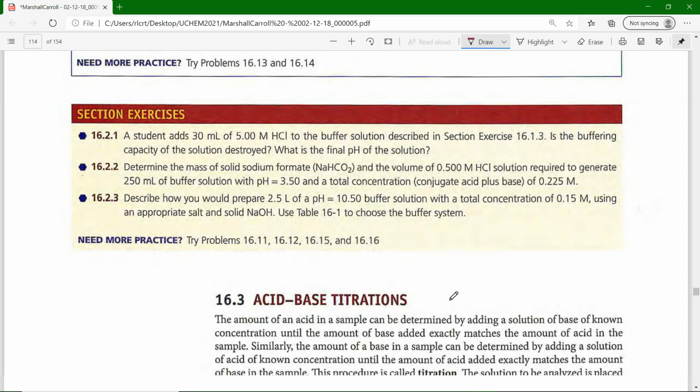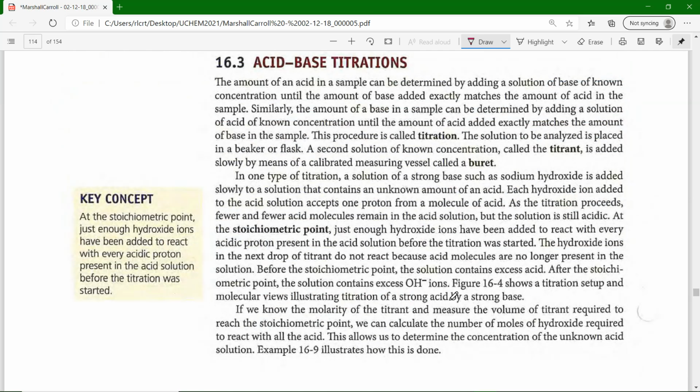Okay. So now I want to get into at least a bit of the acid-base titrations, just the general definitions, and then the titration curves I will discuss in the next lecture. So acid-base titrations, and these are on page 784.